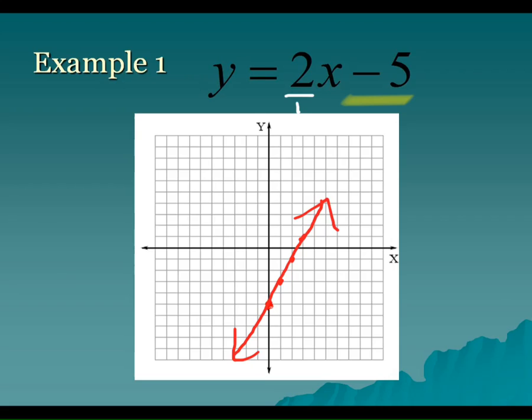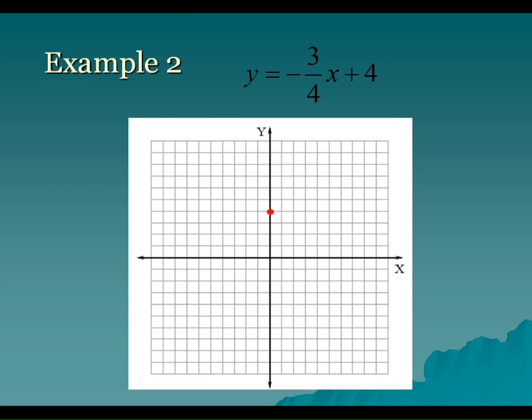Any questions with that one to start with? All right, let's look at another here. Y equals negative 3/4 x plus 4. Okay. Again, I'm going to look at the number without the variable is where I start out on the y-axis. So I'm going to start at positive 4 on the y-axis. 1, 2, 3, 4. There's my point.